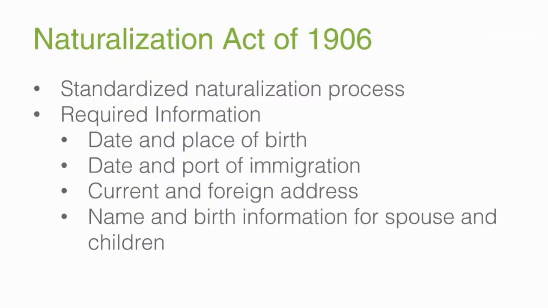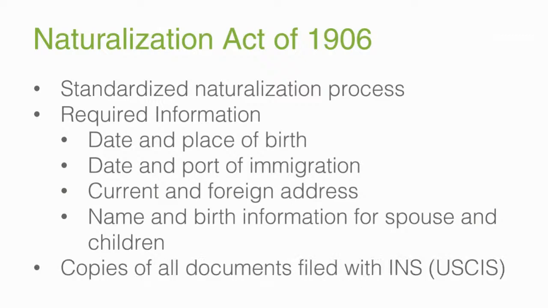Pre-1906, not so much. The greatest part of this is that the Declaration of Intent and the petition usually lists that town of birth. So knowing the date of birth, the town of birth, that's going to be hugely important. And then starting in 1906, copies of all the documents were filed with the INS, which is now the USCIS. So naturalization records are very, very helpful when your goal is to find the town of origin, the town where they were born.